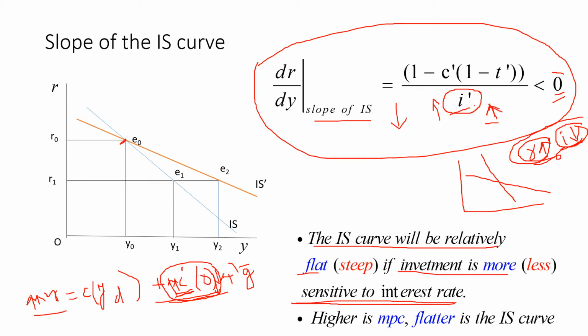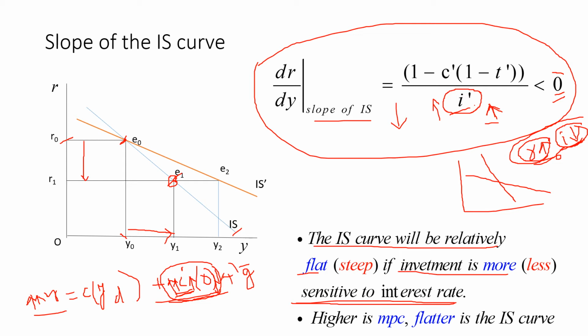Say E0 is the initial point here. R0 was the rate of interest and Y0 is the initial equilibrium income. Now reduce your rate of interest from R0 to R1. If your investment is less sensitive, then investment will increase by a lesser amount. I'm using only one arrow. And therefore income will increase from Y0 to Y1. If you consider this R1, Y1 as another point, and you join E0 and E1, you get the IS curve.